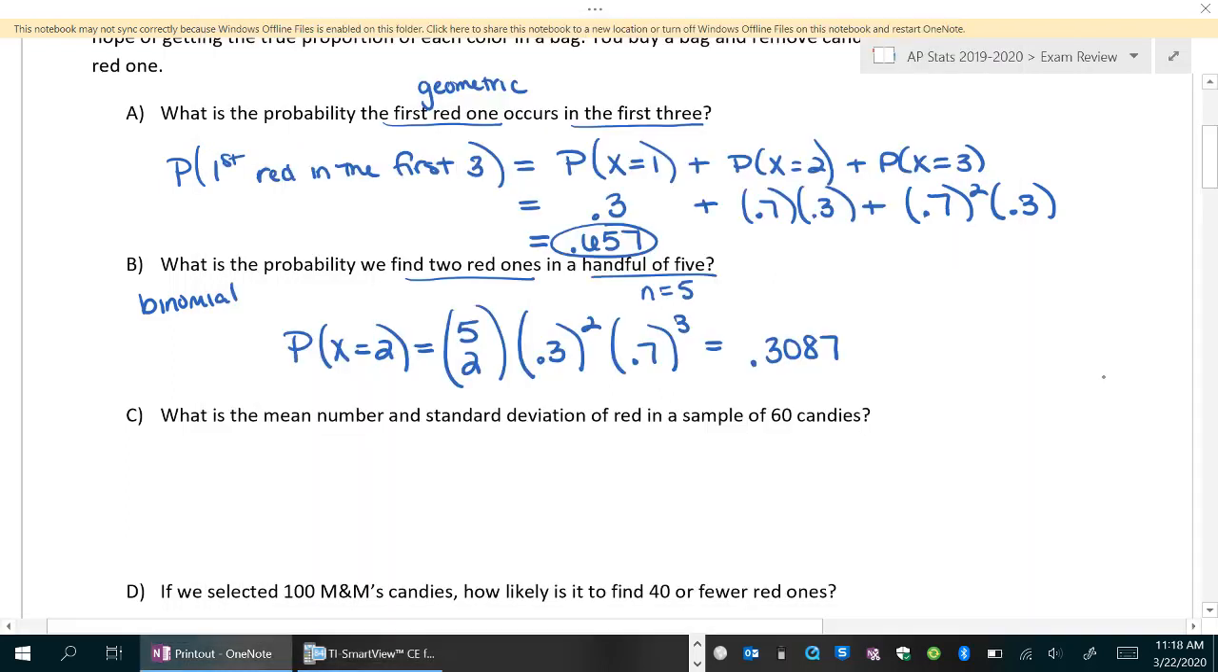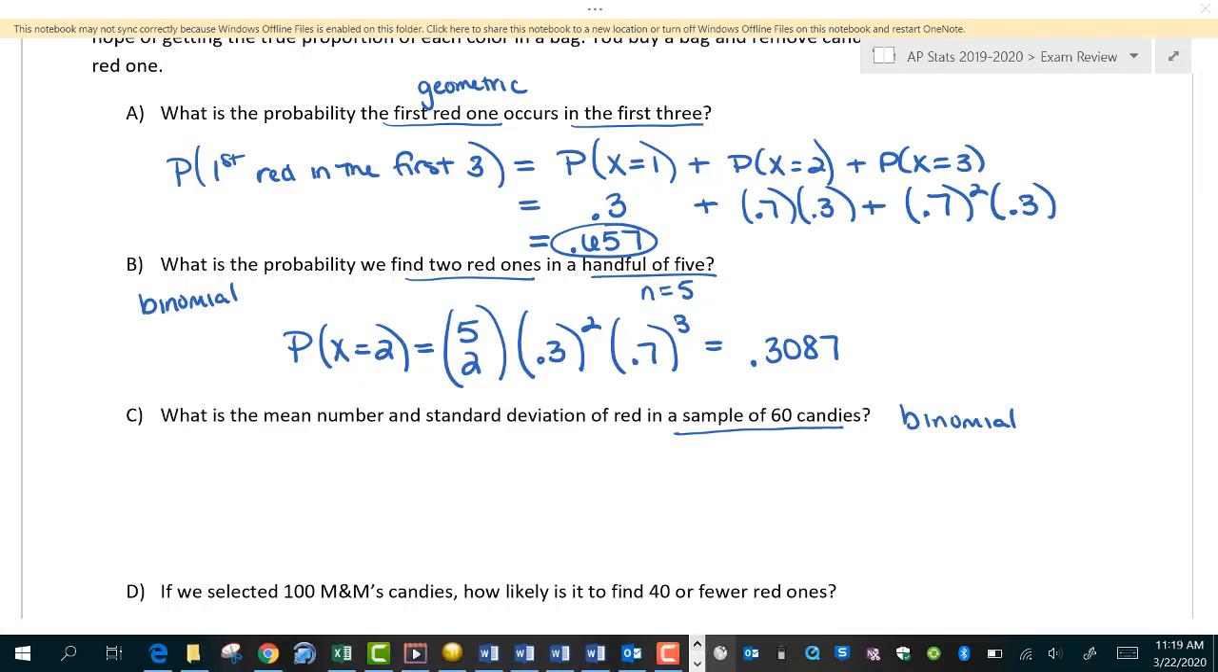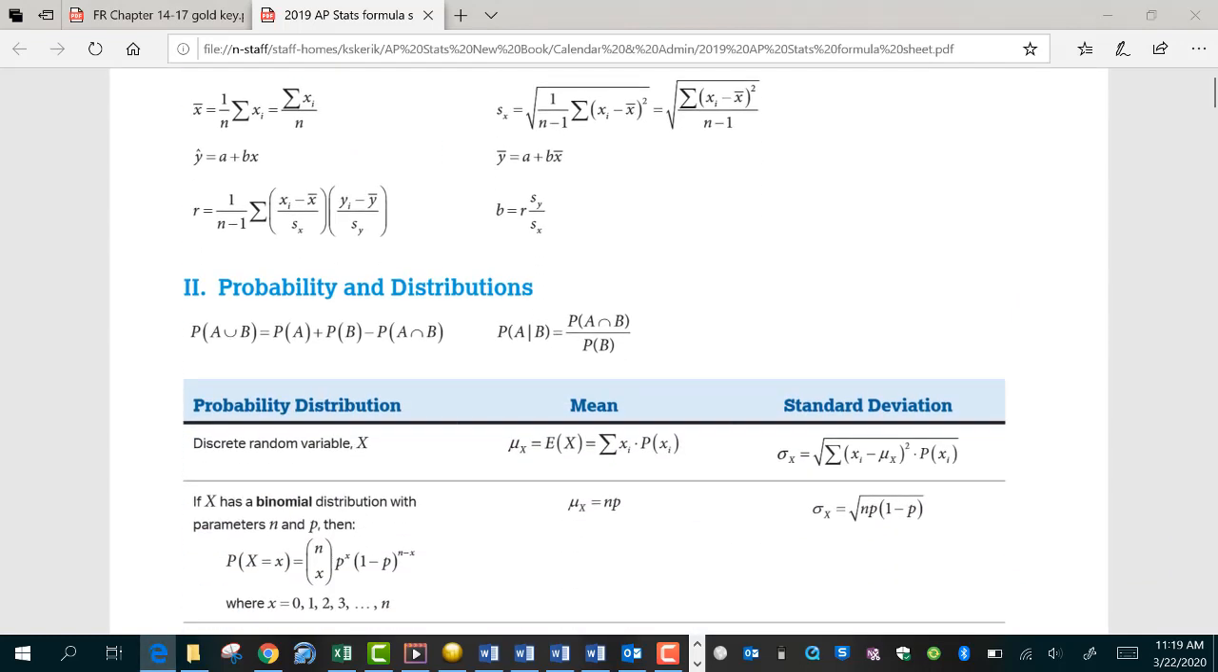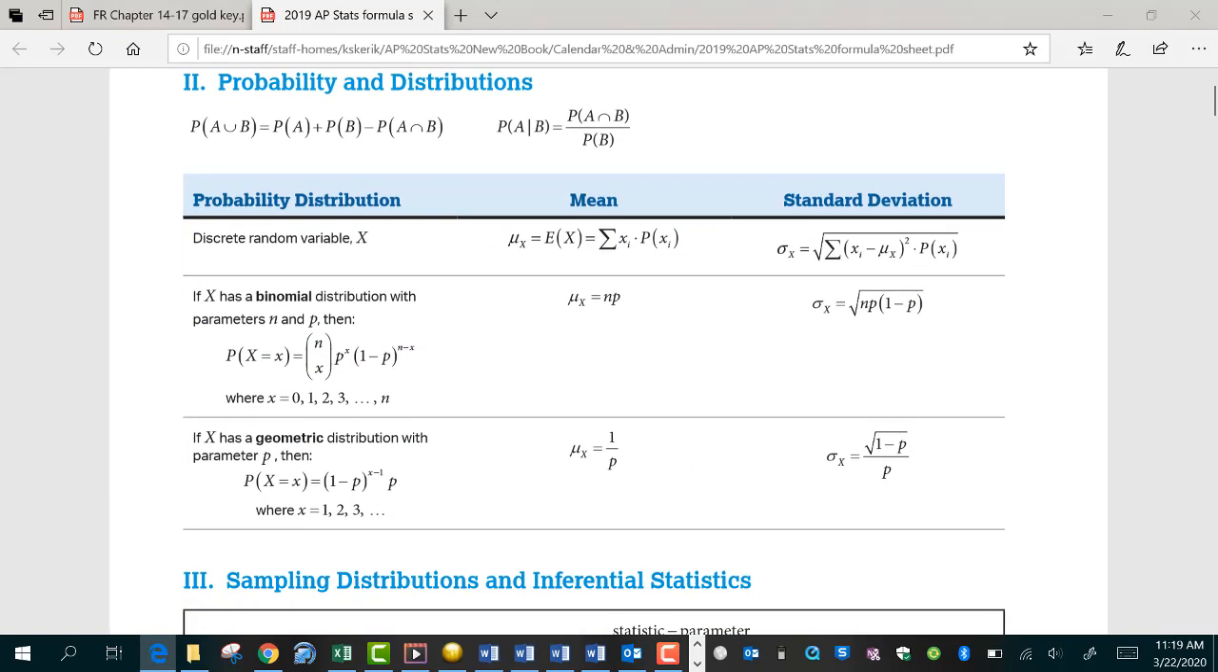Okay, part C then says, what is the mean and standard deviation of red in a sample of 60? So again, because they're telling us the sample size, this indicates that it is binomial. And fortunately, these formulas are on your formula sheet. So if I pull out my formula sheet, probability and distributions in this little chart here. So I'm looking for binomial distribution.